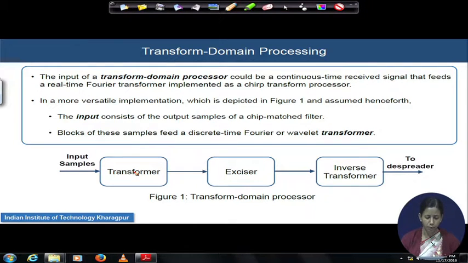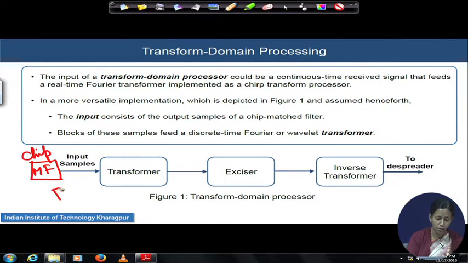To be practical, the real sample values coming as input to the transform domain processor are coming from the matched filter, and this matched filter is a chip matched filter. We understand that in the direct sequence spread spectrum receiver, the matched filter is matched to the chip waveform, and hence these inputs consist of the output samples of the chip matched filter, as a block of chips, which will be entering the transformer.